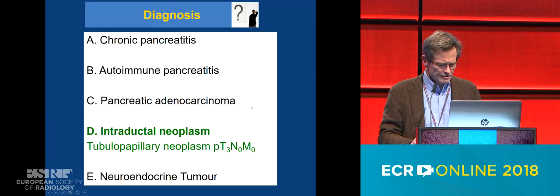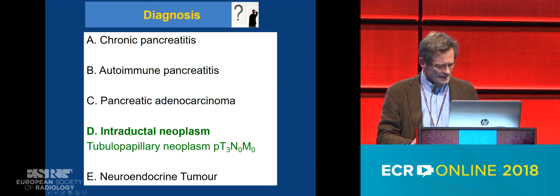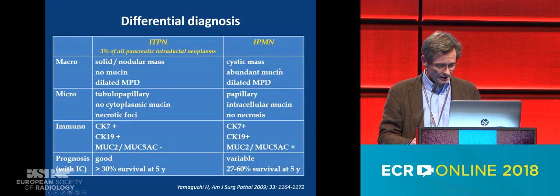This was a malignant lesion, and the final diagnosis was an intraductal neoplasm. This is a new entity. Well, at that time it was a new entity, which is named tubulopapillary neoplasm, and it was stage T3N0M0. And I just would like to emphasize that this neoplasm should be differentiated from a classical IPMN.